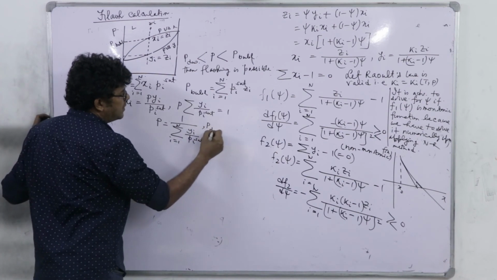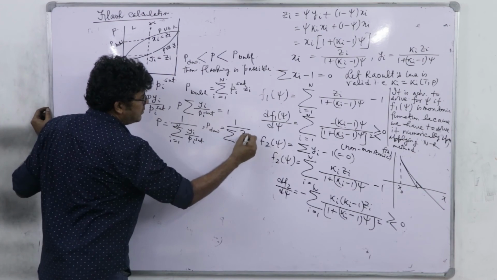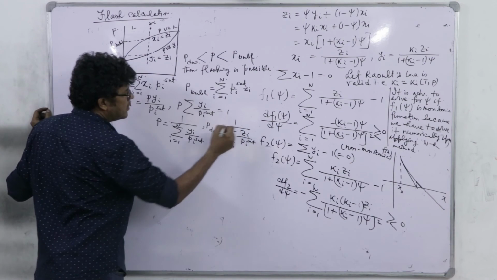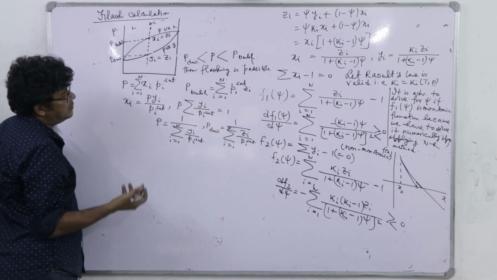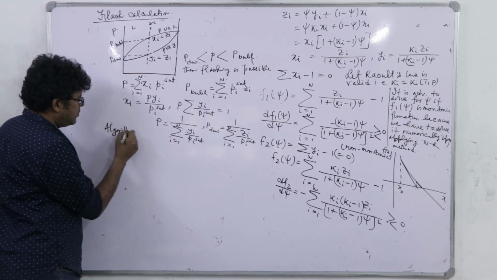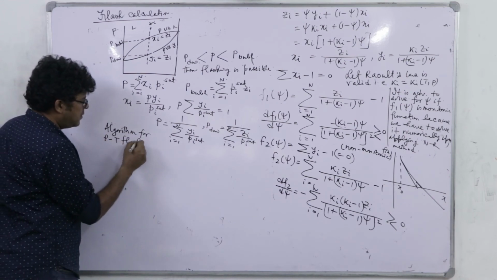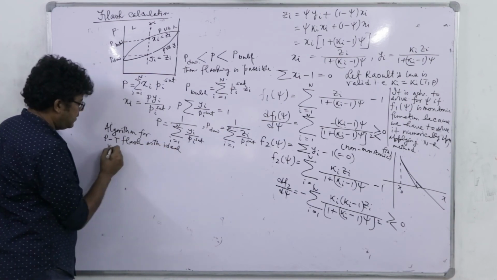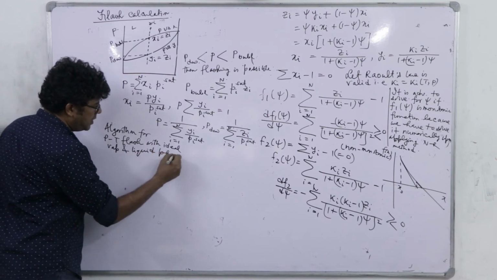And dew point pressure will be simply the same expression with yi being replaced by zi. So we have got the calculation of bubble point pressure and dew point pressure. So, the algorithm for PT flash with ideal vapor and liquid phases. What will be the algorithm?